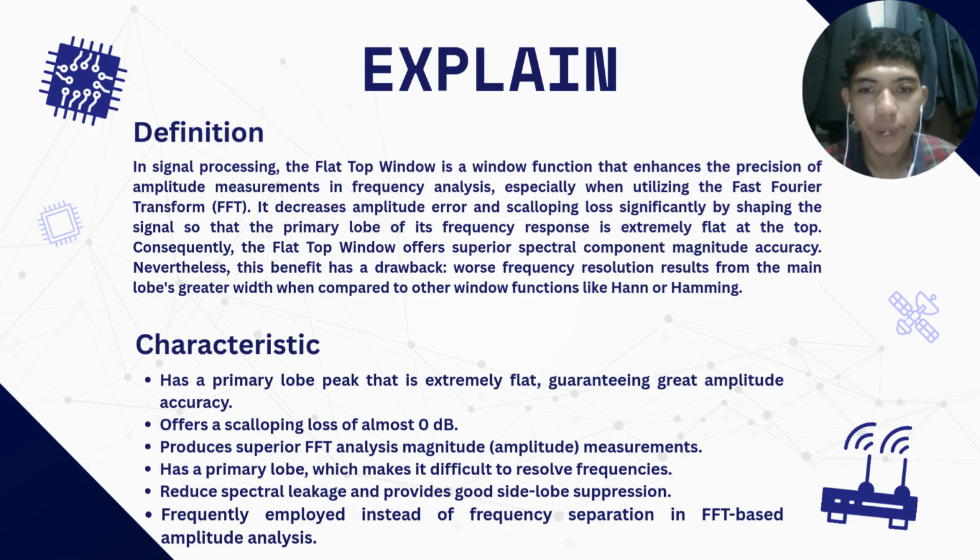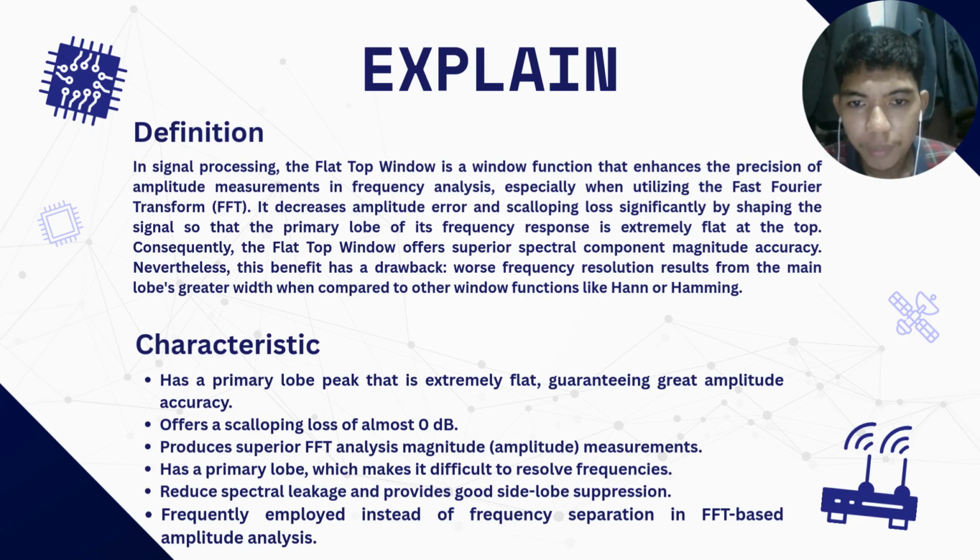For the explanation part of the flat top window, we start with the definition. In signal processing, the flat top window is a window function that enhances the precision of amplitude measurements in frequency analysis, especially when utilizing the fast Fourier transform (FFT). It decreases amplitude error and scalloping loss significantly by shaping the signal so that the primary lobe of its frequency response is extremely flat at the top. Consequently, the flat top window offers superior spectral component magnitude accuracy.